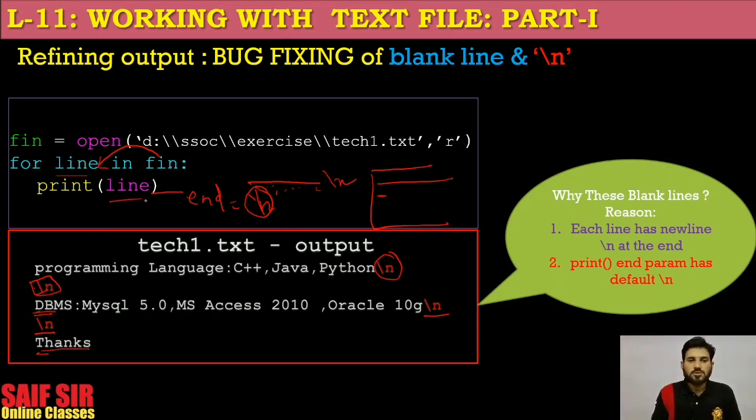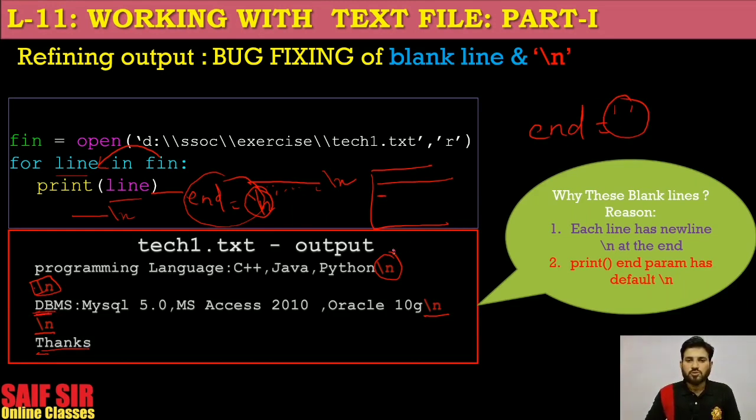So this is the way. Why are these two extra blank lines created? One, because every line's last character is \n, and second, because of the end parameter. So how to rectify this problem? The rectification is very simple. You specify the end parameter, don't specify any \n or something, simply make it empty. What happened? The second line cursor will not move to the third line.